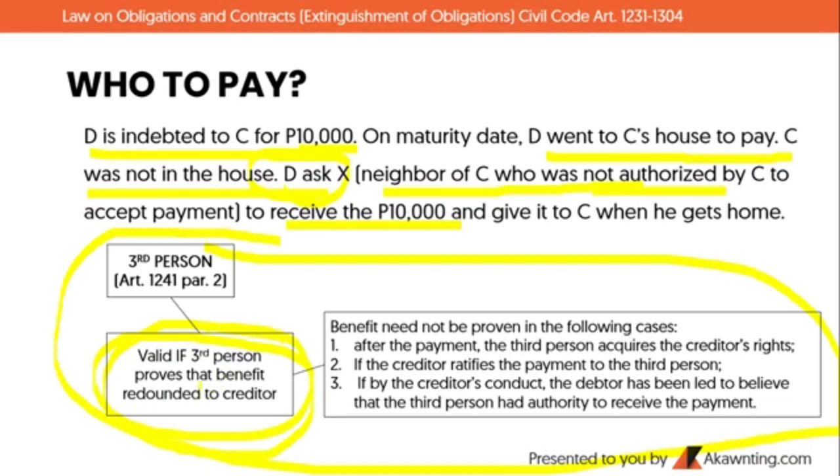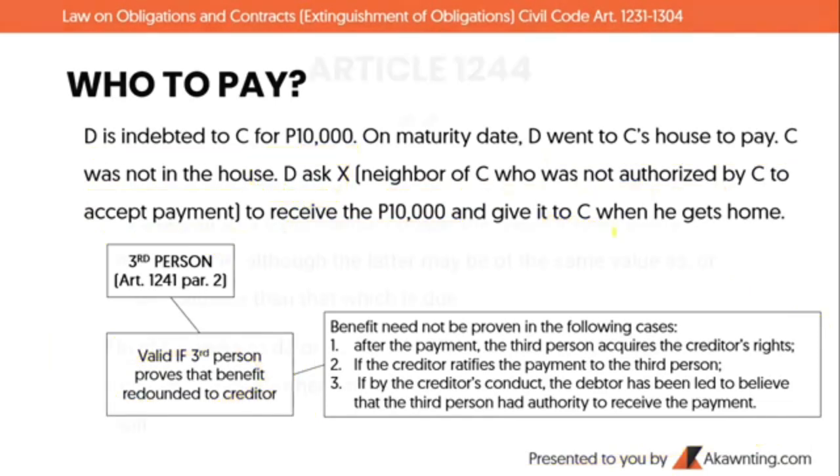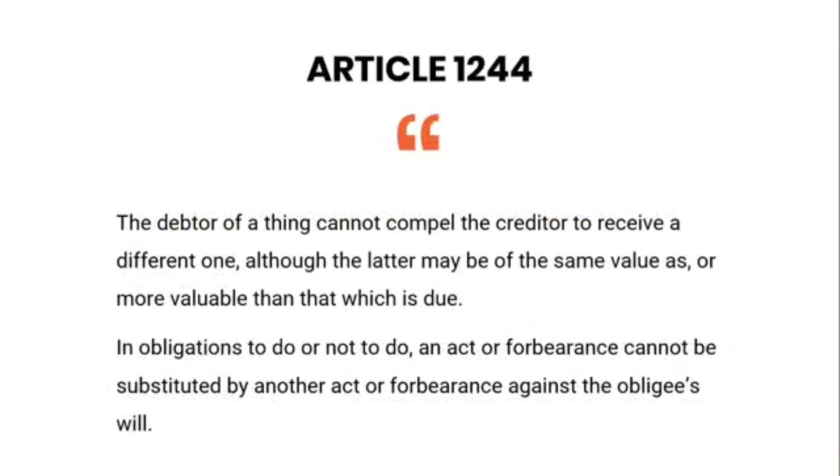Pero, tandaan, ang burden of proof, syempre, nakay debtor pa rin. Siya dapat ang magpatunay na talagang napunta kay creditor. Kasi may chance dito, baka si C magsinungaling. Wala naman binigay sa akin si X. So, may possibility na ganun. Paano mo yung mapapatunayan? Okay? So, to be safe, pag magbabayad ka, kay C na lang mismo or sa kanyang authorized agent. Okay? So, next.